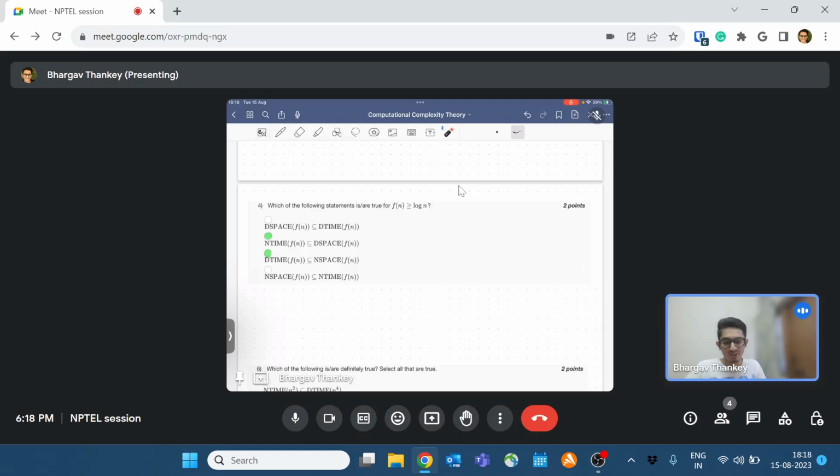So what you are showing is that NTIME(f(n)) is contained in DTIME(2 to the f(n)), right? Okay, so do the following. You have some conversion from non-determinism to determinism in mind. What you're currently arguing is that that conversion only takes a certain amount of time. Now try to argue that that conversion only takes a certain amount of space.